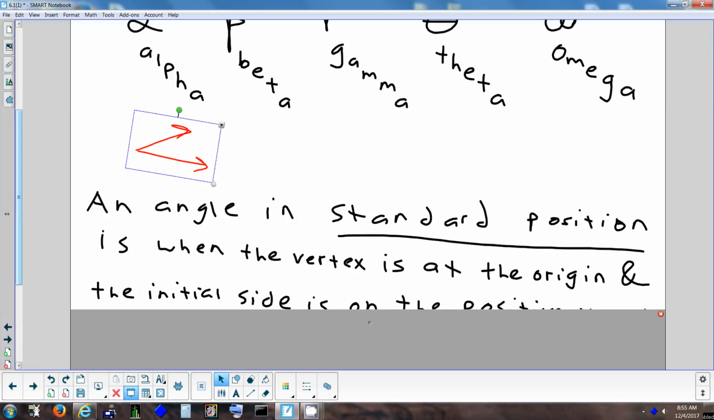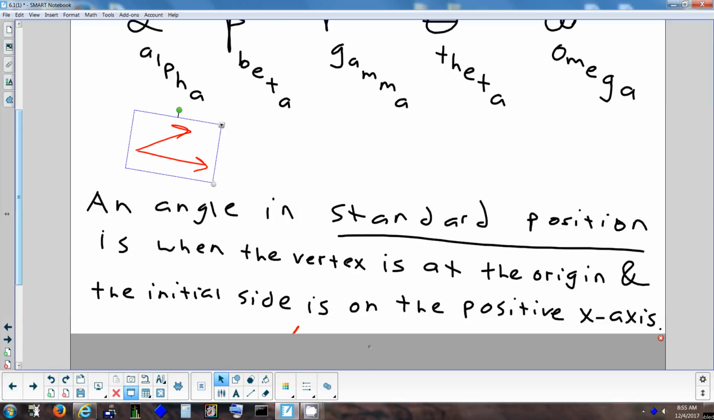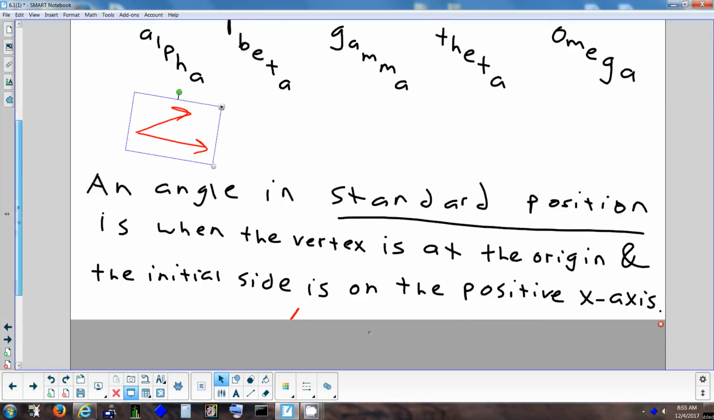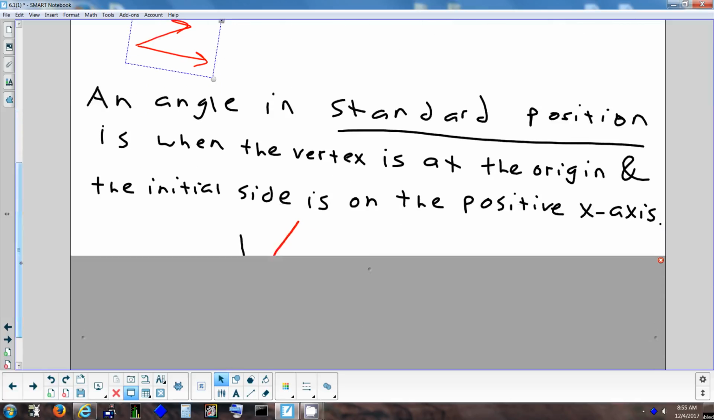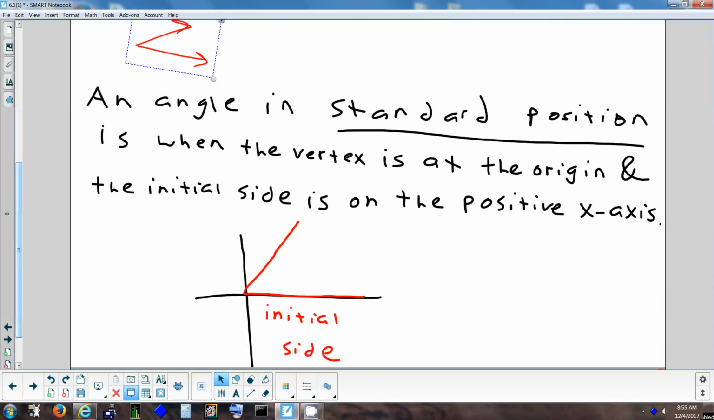So sketching an angle in standard position means the vertex of the angle is at the origin, and the initial side is on the positive x-axis. Okay, so there's an angle that's in standard position.